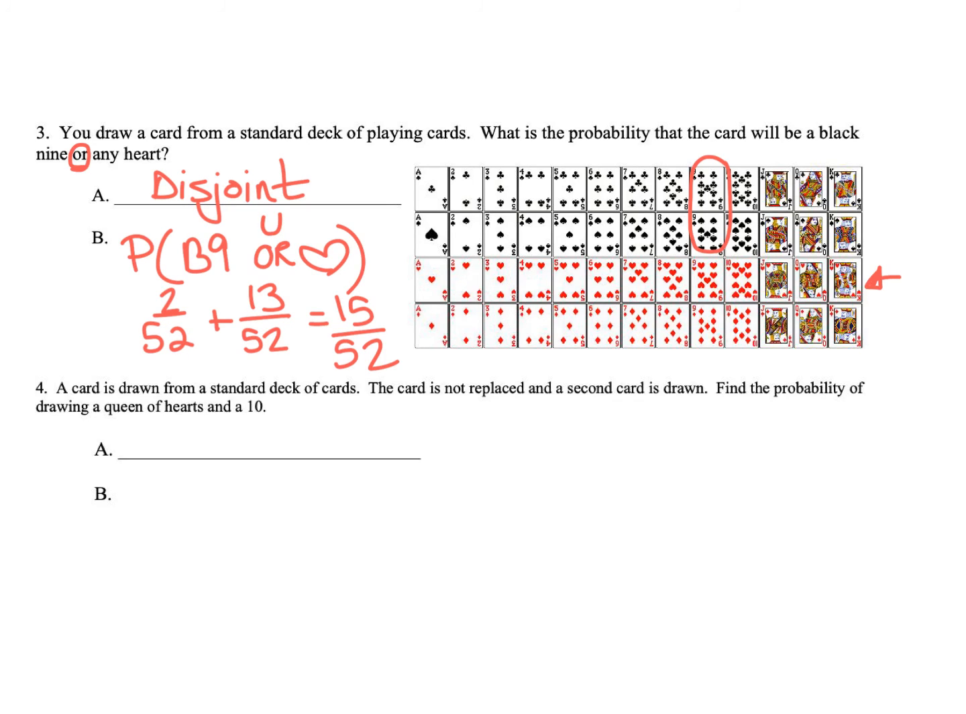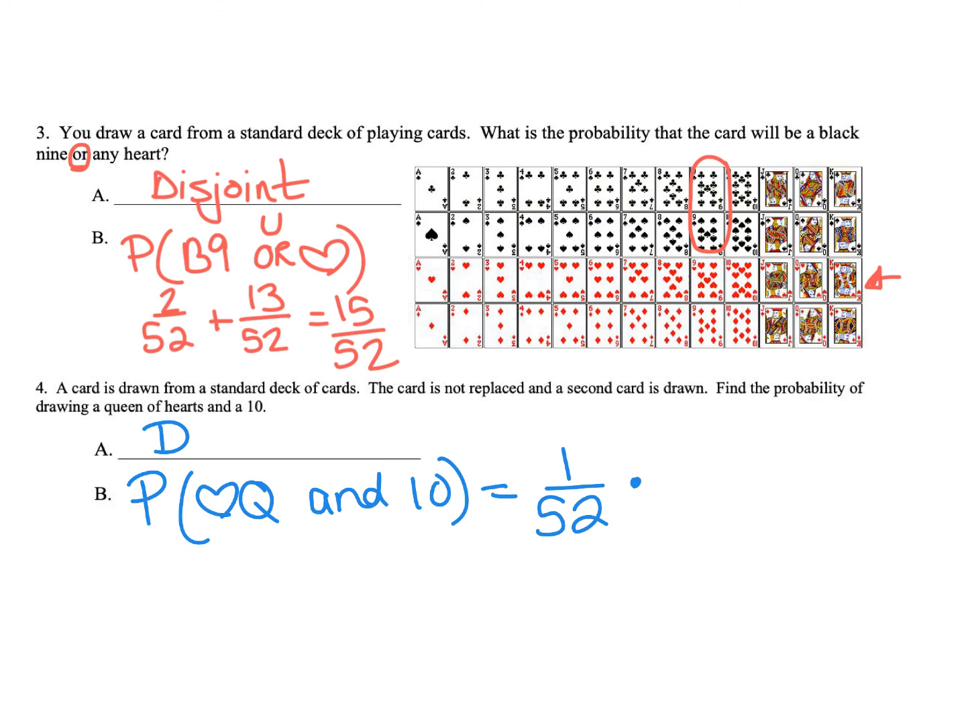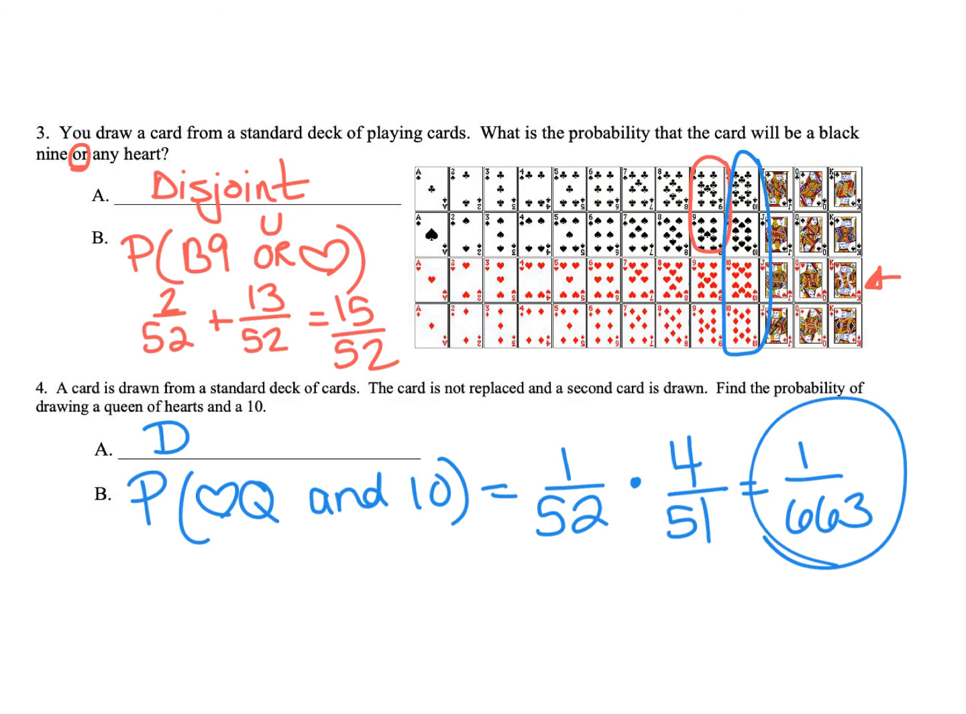Now, slightly different scenario in 4. So a card is drawn, the card is not replaced, and a second card is drawn. Okay, so now it has switched to a dependent event. Find the probability of drawing a queen of hearts and a 10. Okay, so probability of queen of hearts, there's 1 out of 52 times, because it's dependent, there are 4 10s right there. But you assume you're successful, so 4 out of 51, which gives me an answer of 1 out of 663.